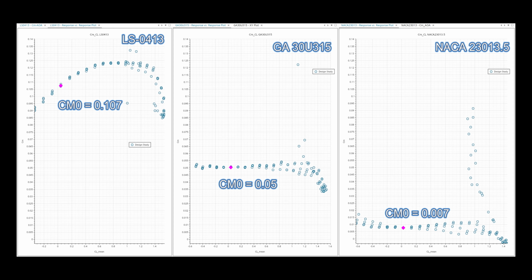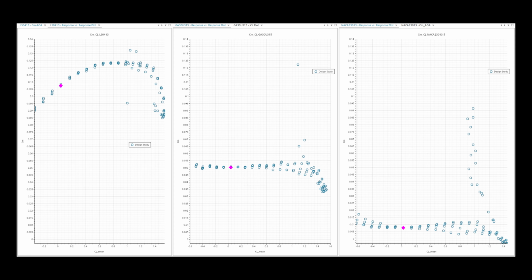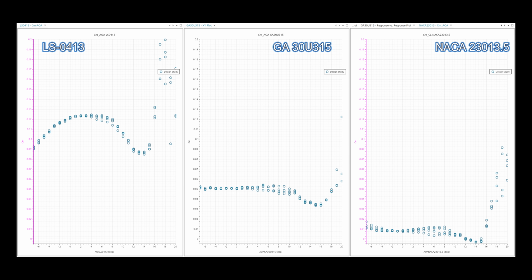For the NACA airfoil, the minimum CM0 is 0.007. Meanwhile, a negative slope indicates static stability, as I explained in my earlier video on stability. When the angle of attack exceeds 0 degrees, both the GA and NACA airfoils show a slightly weaker static stability at higher speeds.